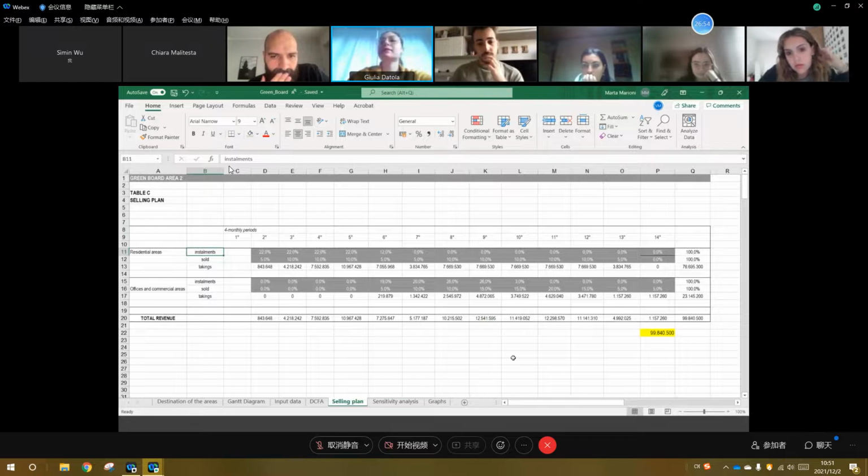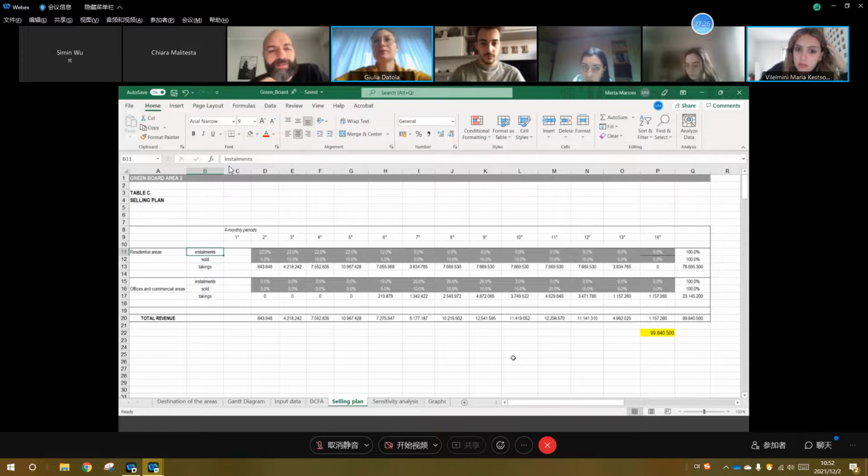So if I understand well, in the installment, you put the percentage that is in reference with the Gantt. Yes. And with the percentage of sold, you finish the selling plan of the residential area until the 13th quadrimester. Is it correct? Yes.